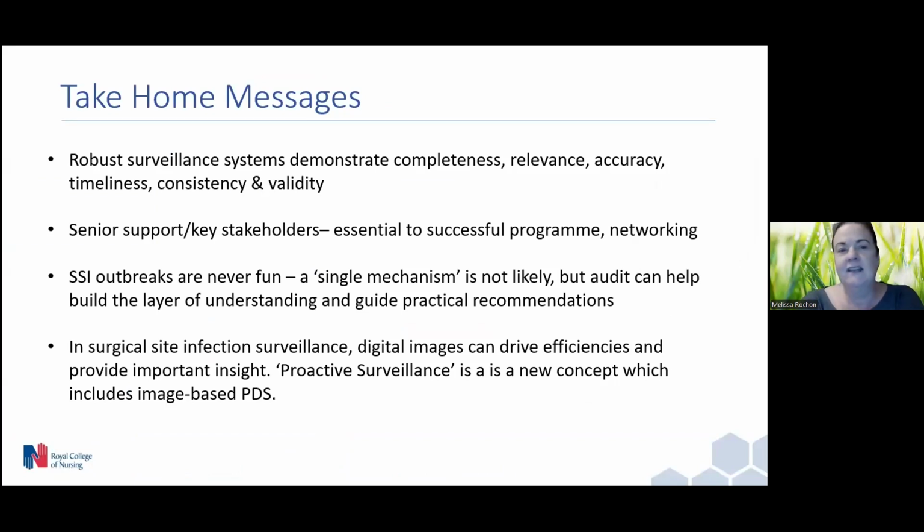So from this last hour, my take-home messages for you would really be around those quality domains. When you're working on your surveillance data, no matter what kind of surveillance you're working in, completeness, relevance, accuracy, timeliness, consistency, and validity are so important. Senior stakeholder engagement and focusing on the patient is really, really key. SSI outbreaks, as we know, are never fun. There's unlikely to be a single mechanism, but audit can really help build a layer of understanding and guide some really practical recommendations too.